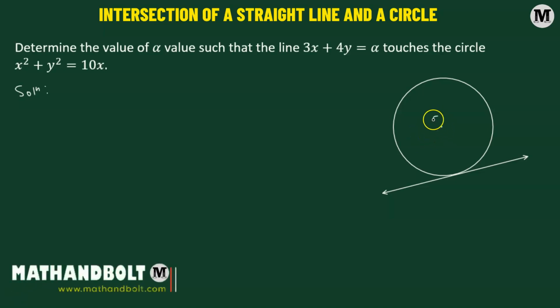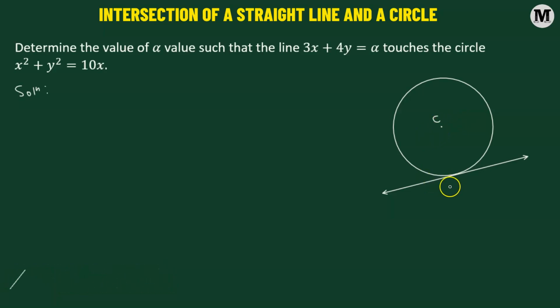So we can find out the coordinates of the center from the given equation. Then we have a line whose equation is given to us. The equation is 3x plus 4y minus alpha equals 0. This particular line is tangent to the circle, let's say at point A. Now, our goal will be to determine the value of this alpha.